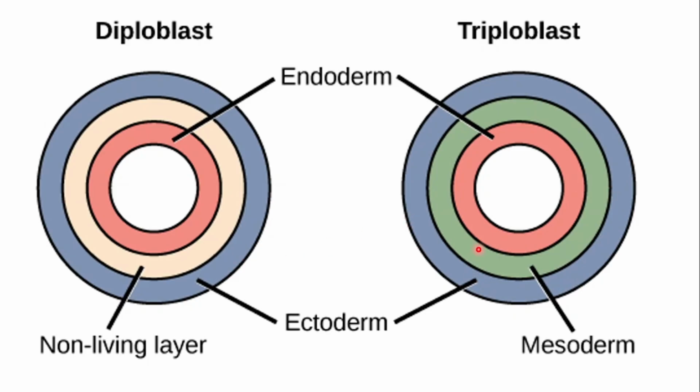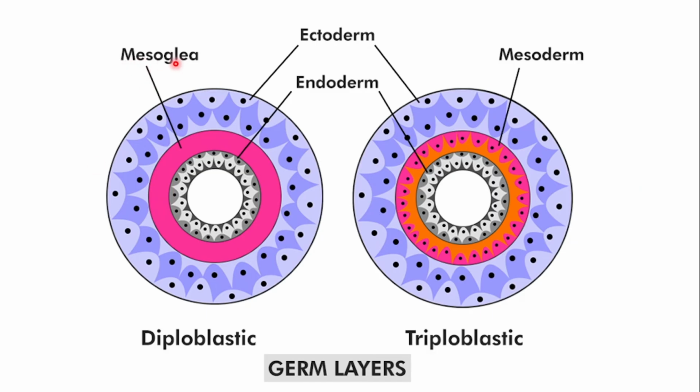But only the triploblastic body plan has the mesoderm. That's the middle one, right? So this one has a non-living layer, and we call that the mesoglea, right? The mesoglea. So for diploblastic, they don't have the mesoderm, but they have mesoglea, right? It's a non-living layer. So both of them have the outer layer, both of them have the ectoderm, both of them have the endoderm, but only the triploblastic is going to have the mesoderm, all right?